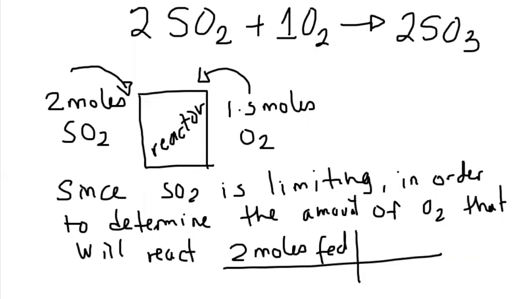Since the sulfur dioxide is the one that is limiting, in order to determine the amount of oxygen that will react, we're going to grab the 2 moles fed of SO2. We're going to divide that by its stoichiometric coefficient, the stoichiometric coefficient of SO2, the limiting reactant, and we're going to multiply that by the stoichiometric coefficient of the oxygen, obtaining that we're going to need 1 mole of O2, stoichiometrically speaking, that is going to react with SO2.